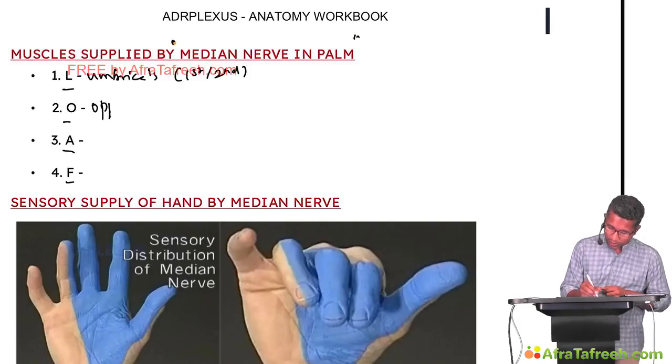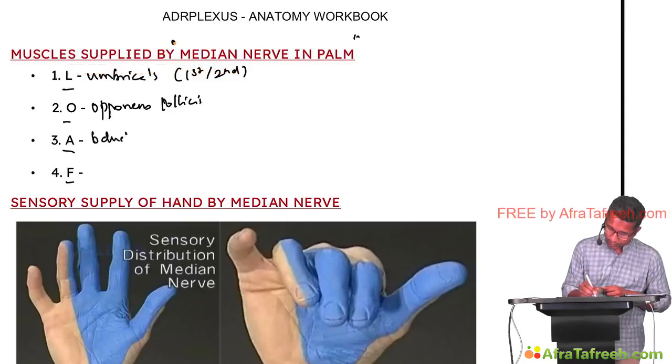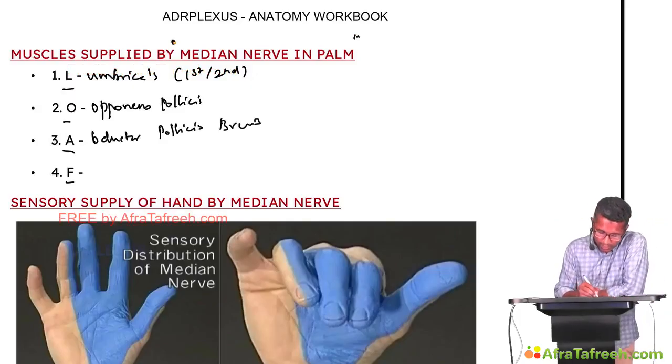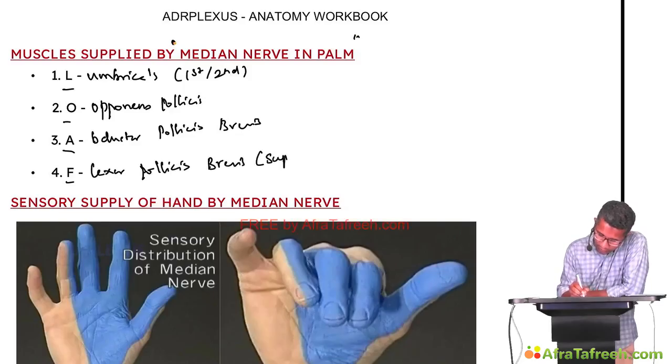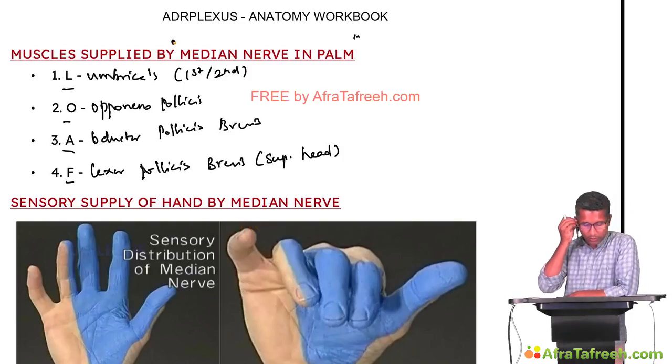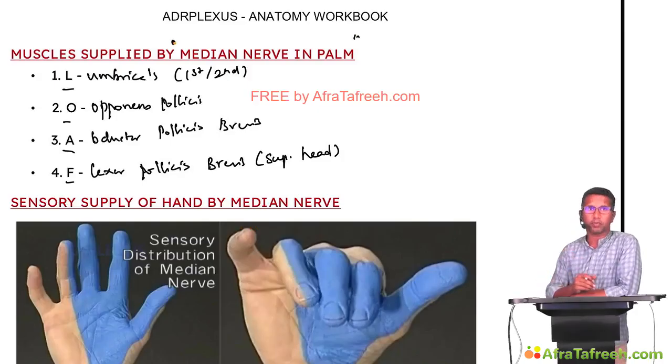O stands for opponens pollicis. A stands for abductor pollicis brevis. And F stands for flexor pollicis brevis. And which head of flexor pollicis brevis? It is the superficial head of flexor pollicis brevis, because the deep head of flexor pollicis brevis is supplied by the deep branch of the ulnar nerve.